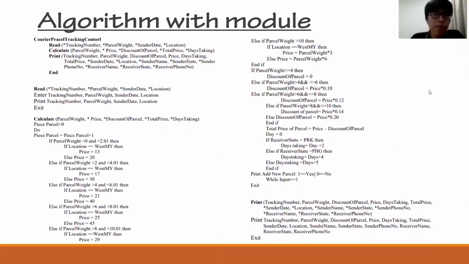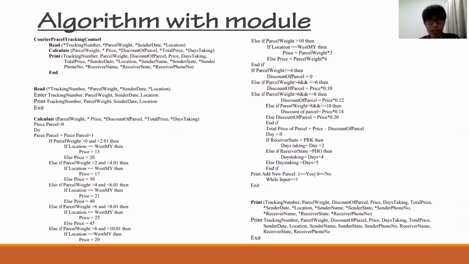Okay, for the algorithm with modules, this part is divided into three parts based on the algorithm above, which are read, calculate, and print. As a whole it is almost the same as the algorithm, but this one is added with the three modules. Just now I classified it into three parts: read, calculate, and print. The read section is the input of the tracking number, parcel weight, and sender location.